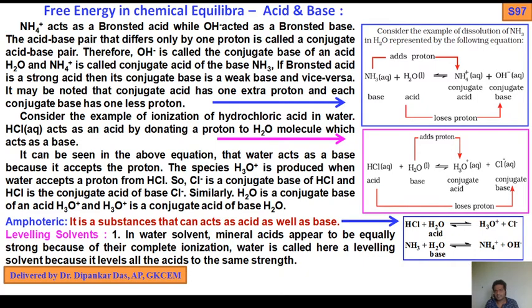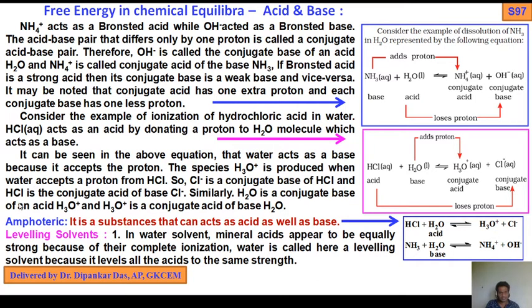Water acts as an acid and also as a base. This is very important. We should remember these examples, because you may be asked to write down the definition of amphoteric, explain amphoteric with a proper example, or show two reactions where water acts as both an acid and a base.